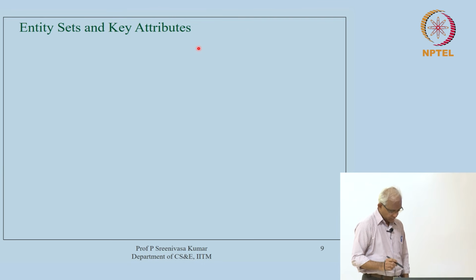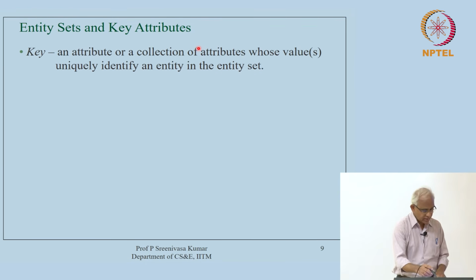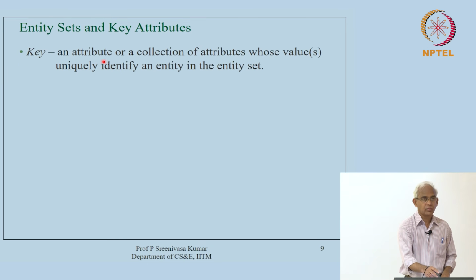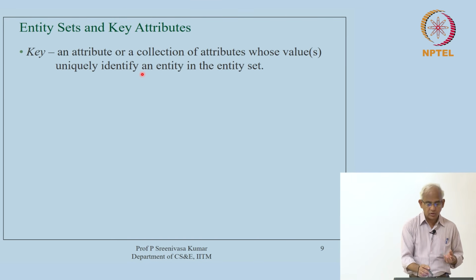Okay. So, for an entity set, we designate an attribute or a collection of attributes, either a single attribute or a collection of attributes together, that have this interesting property that their values would be able to uniquely identify an entity in the entity set. Such an attribute is called a key attribute.